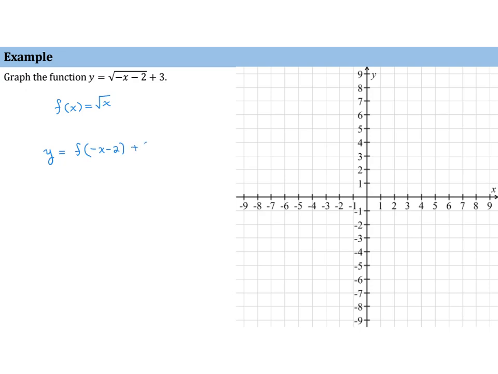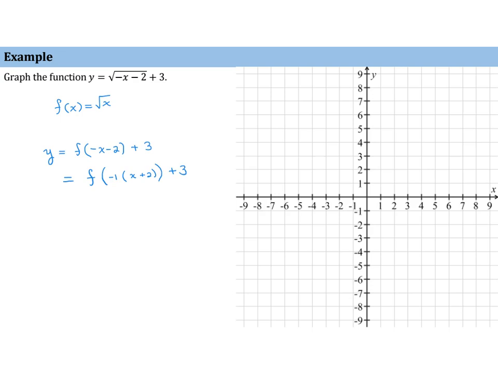Afterward, we add 3. Now you'll notice that the coefficient of x is negative 1. So we need to factor out the negative 1. But we can't factor it outside. It must stay within the parent function. So we have f of negative 1 times x plus 2, and then after we apply the parent function we add 3. So notice the negative 1 stayed inside.